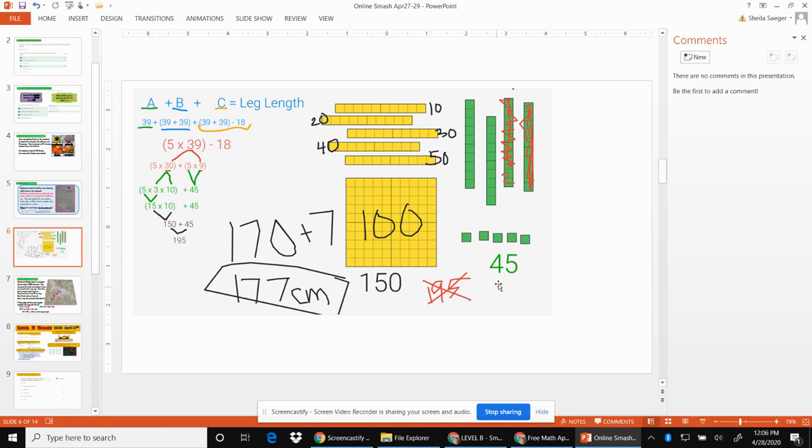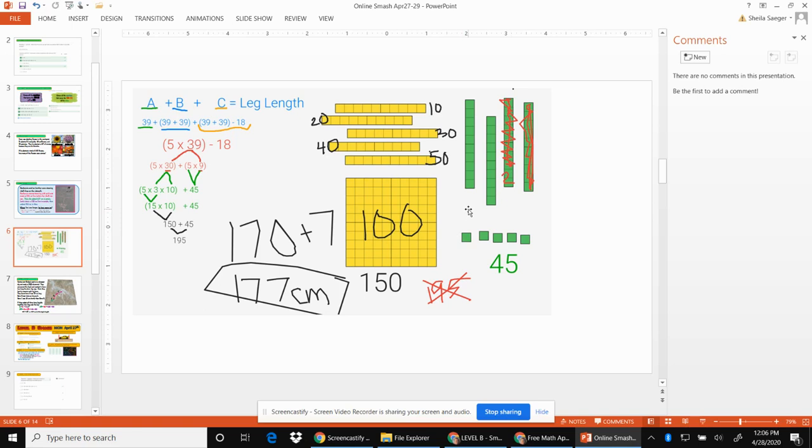However, that's not my final answer because remember, leg C was 18 centimeters less than B. So I still have to take away the 18. And I've shown that here with the red pen. I took away a 10 and then just 8 ones of this 10. So that's why there's a 2 there, because there's still 2 ones left there. So I have 10, 20, plus 5 is 25, plus 2 more is 27.